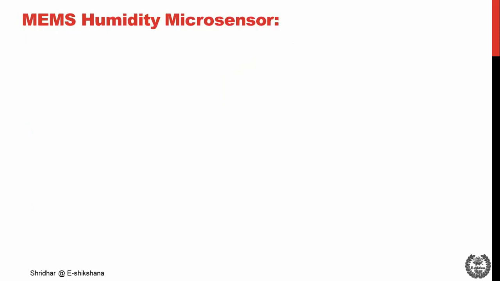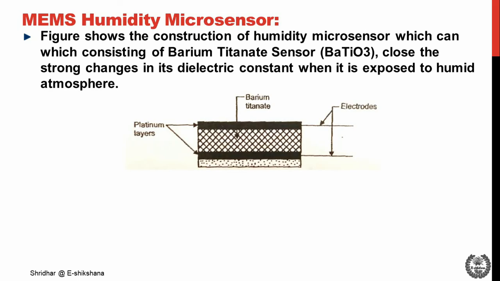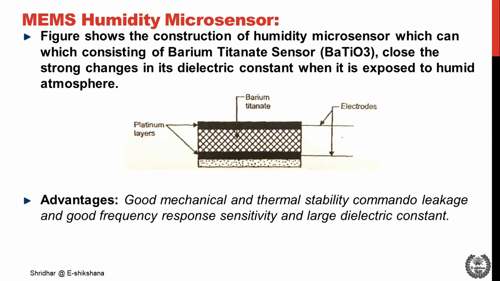So next, a MEMS humidity microsensor. The diagram shows the construction of humidity microsensors. For such a sensor, barium titanate, BaTiO3, is used because it undergoes strong changes in dielectric constant when exposed to a humid atmosphere. BaTiO3 is a synthetically produced piezoelectric material, a ferroelectric ceramic, with a high permittivity and good polarization. It is conveniently used in the sensor. The advantages are good mechanical and thermal stability, good frequency response, sensitivity, and large dielectric constant.